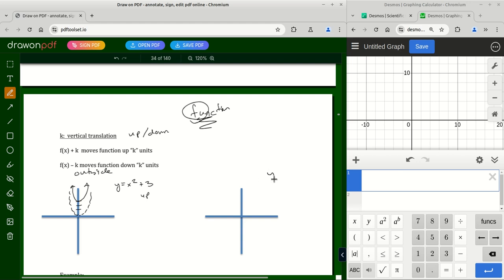What about the other way? What if I had x squared minus 4? Minus means down. So my original looks like this, and 1, 2, 3, 4, down we go.